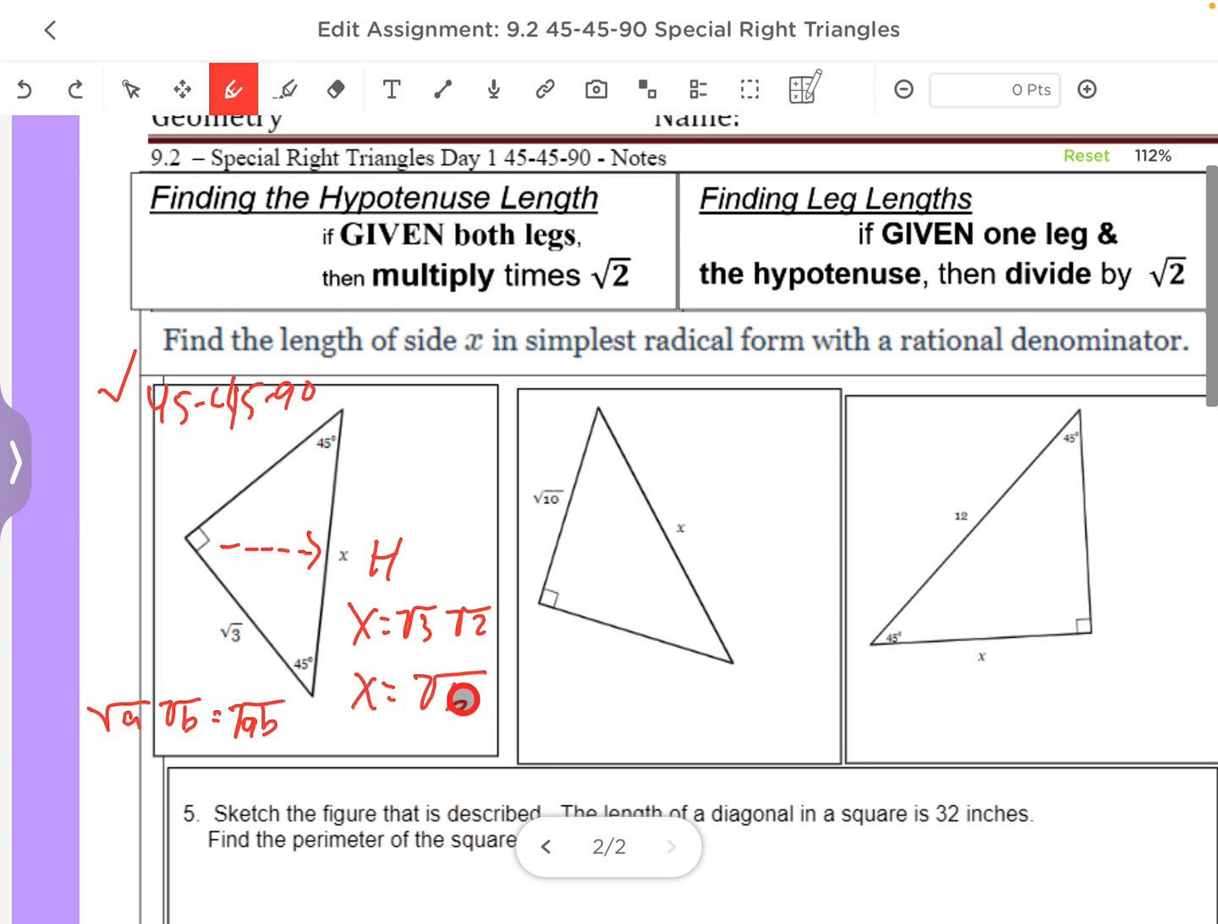Then we ask ourselves, will 6 divide by our largest perfect square? 4 won't go evenly, right? So that is our final answer. It's simplified.